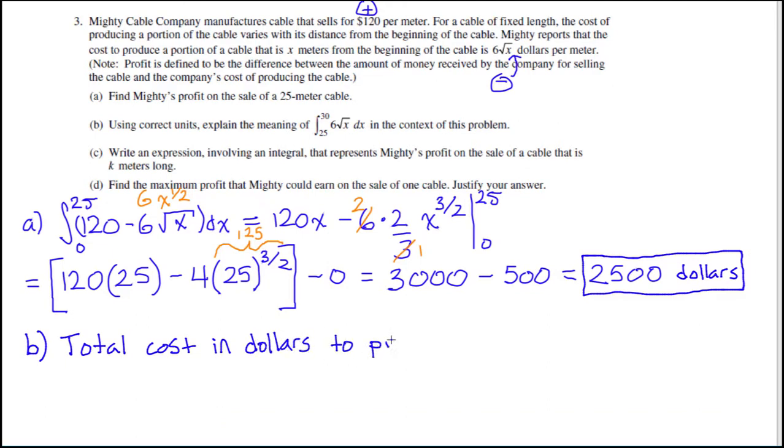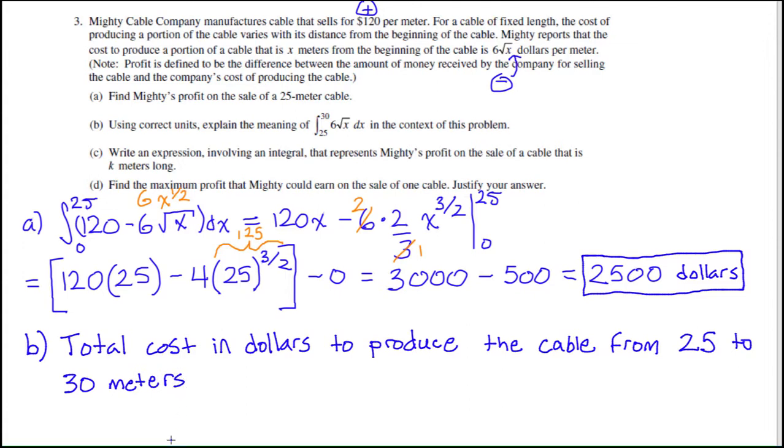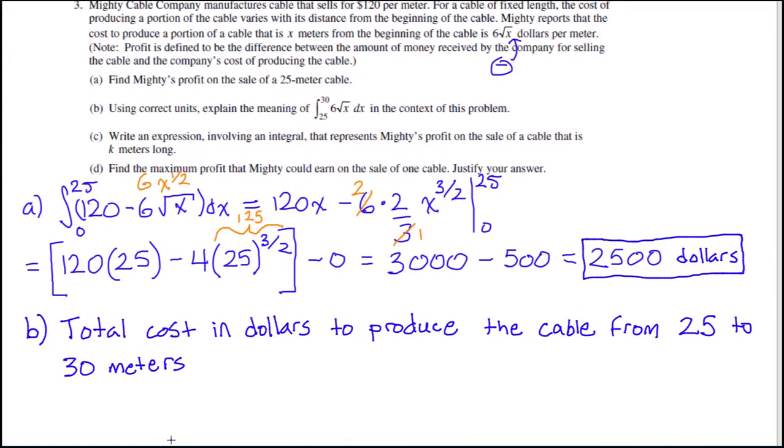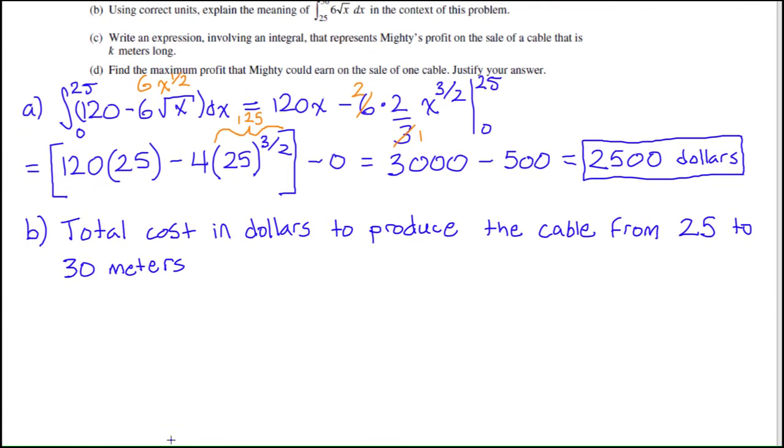Like, to produce. It's 14. From what are my bounds? 25 to 30. 25 to 30 meters. Nice. All right, we got all the units correct, and we're on to part C.